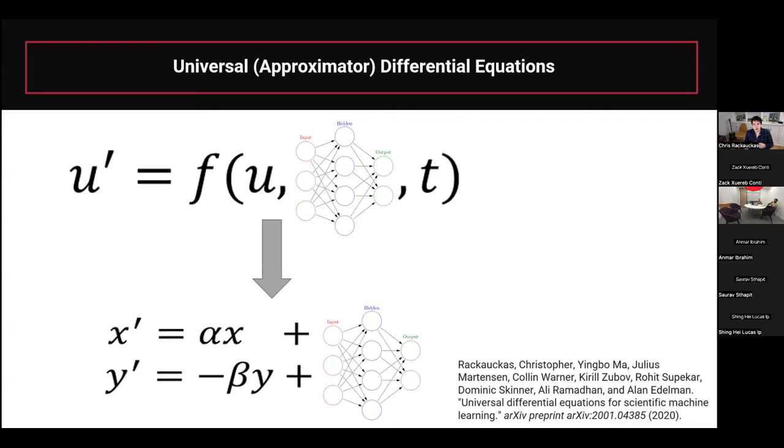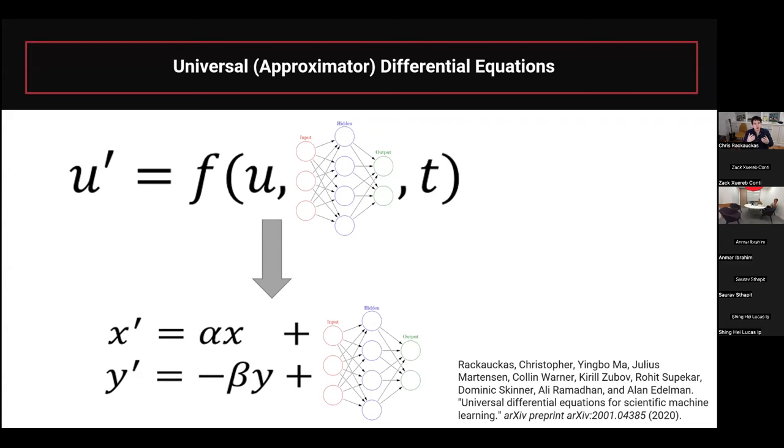So where's the starting point? A lot of the scientific machine learning that we do is with universal approximator differential equations, or universal differential equations. The general idea is that a neural network is a function approximator, something that can approximate any R^n to R^m function if the neural network is sufficiently large.